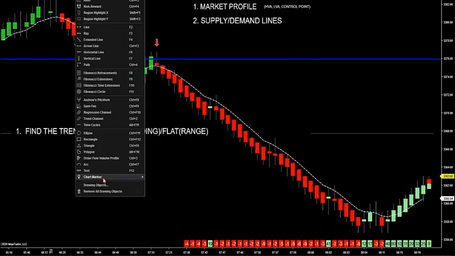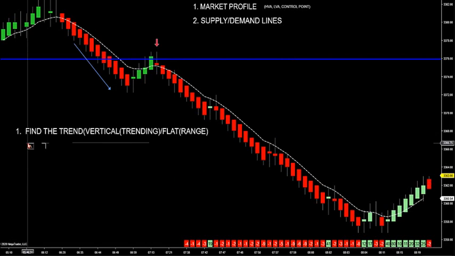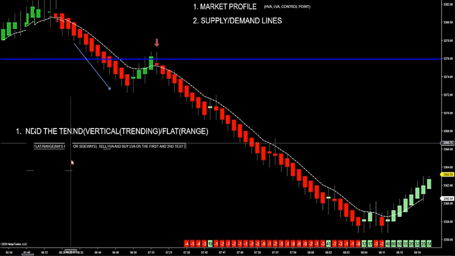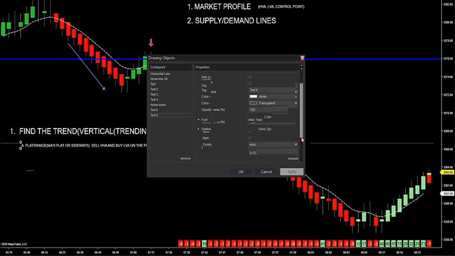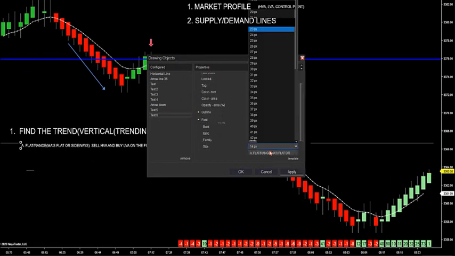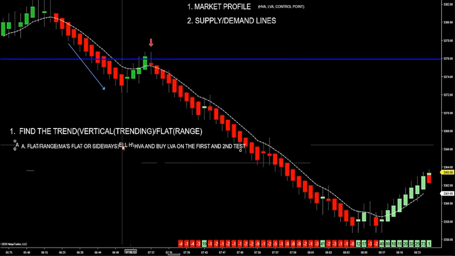So, A, if I'm flat, meaning moving averages are horizontal and sideways, flat or range, just flat or sideways. If that's the case, we sell HVA and buy LVA on the first and second test. So that's in a flat market. Typically, the market will trend 3 days of the week on any given market and chop 2 days of the week, or vice versa. It will chop three and trend two.